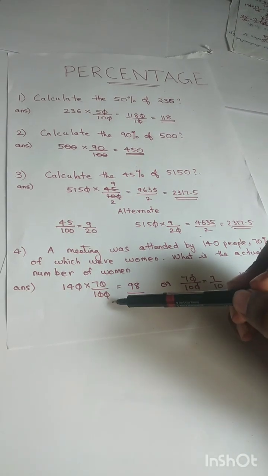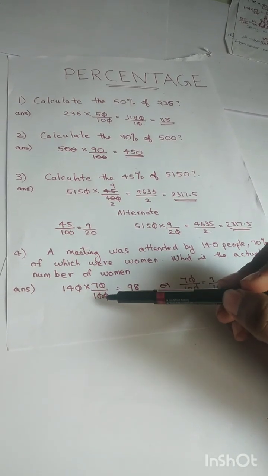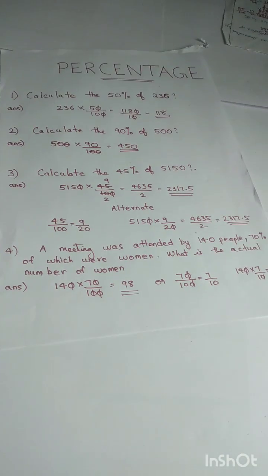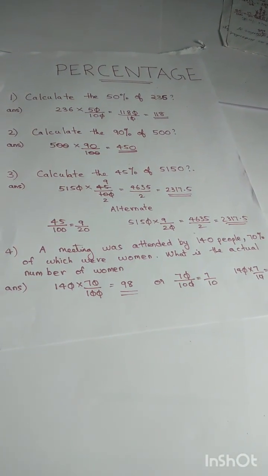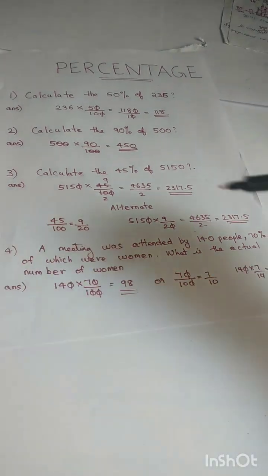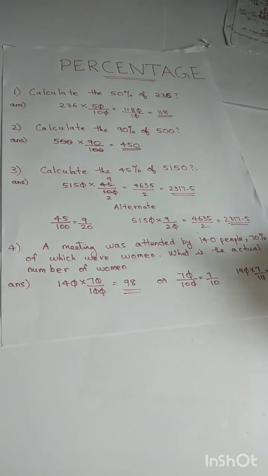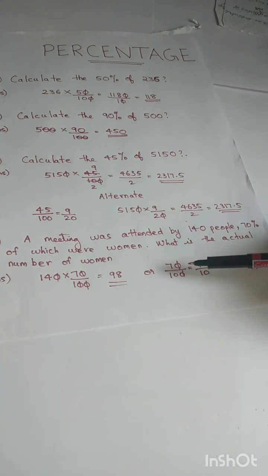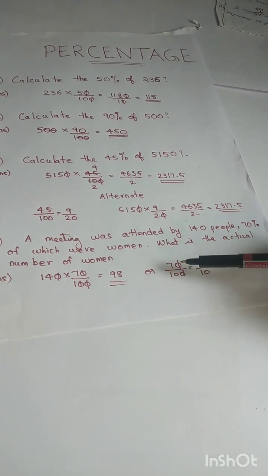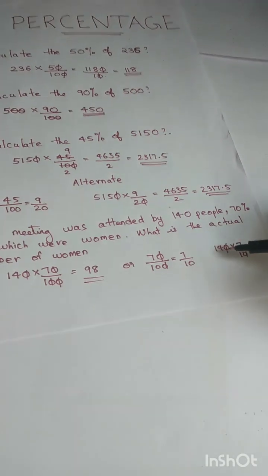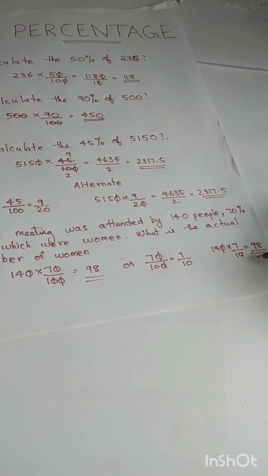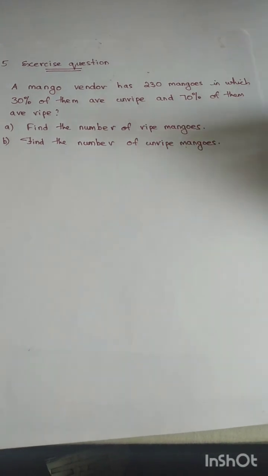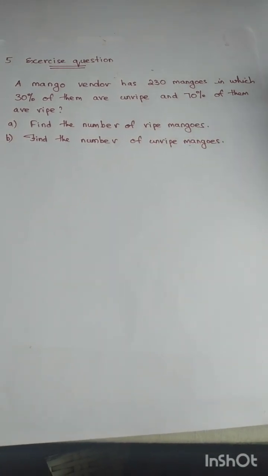So one 0 would be cut from here and here, and one 0 would be cut from here and here. So we are left with 14 and 7. So 14 times 7 would be 98. There's an alternative, just like discussed in the previous question. So 70 divided by 100 can be written as 7 by 10. So 140 into 7 by 10 would be 98. I hope you got the idea of percentage. So there's an exercise question for you.